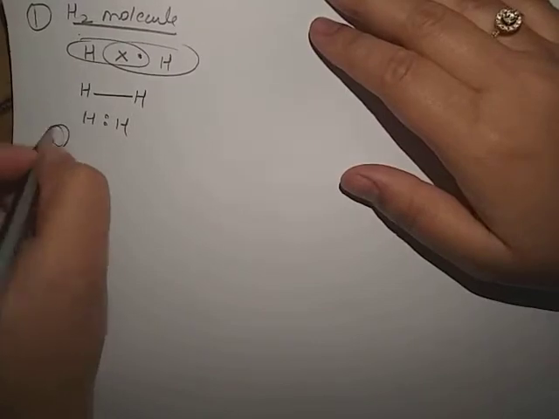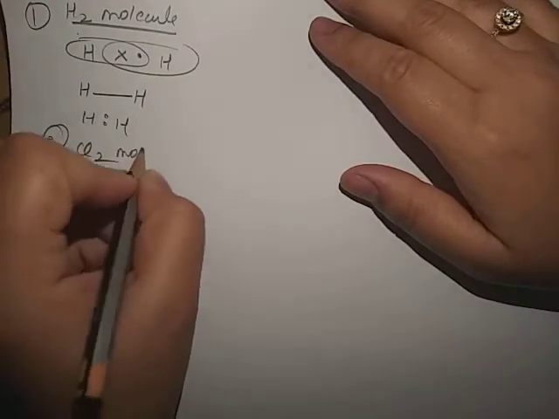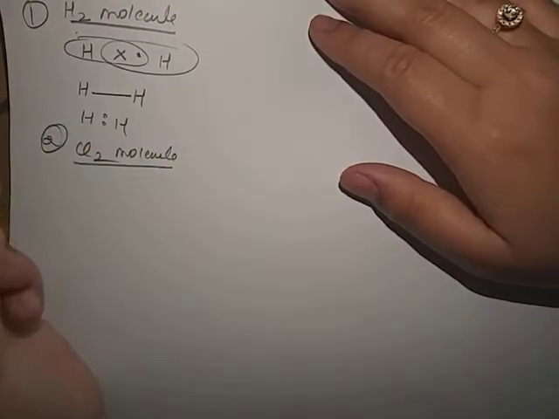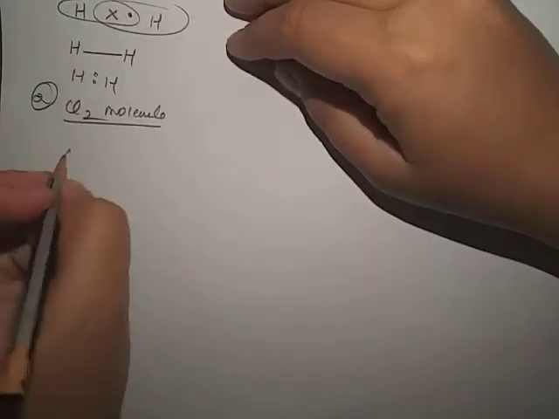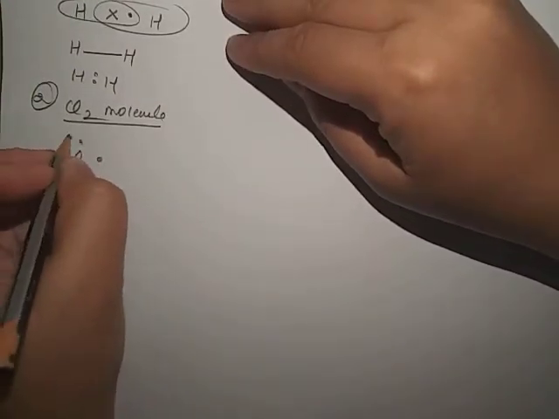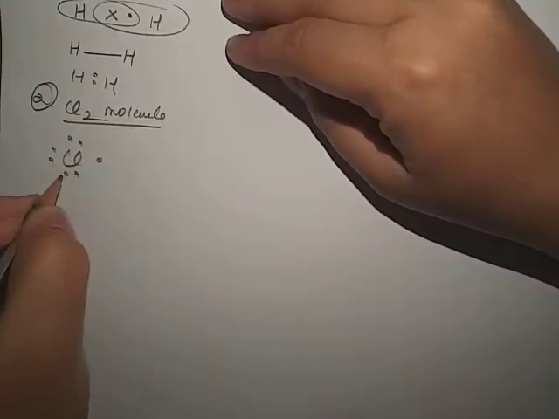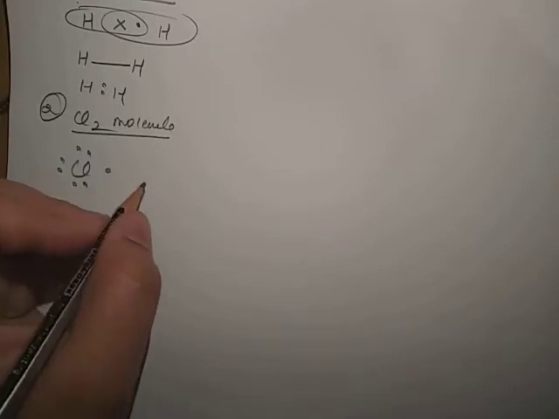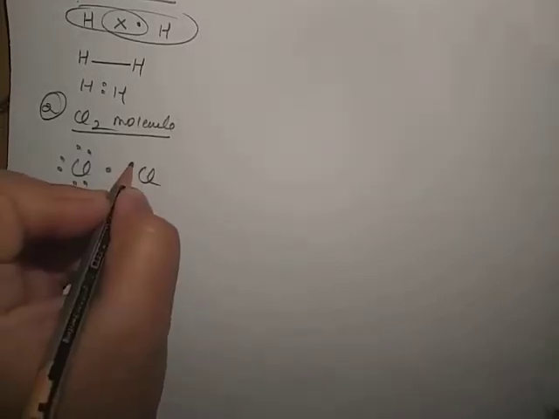Now second, the chlorine, Cl2 molecule. You see, chlorine has 1, 2, 3, 4, 5, 6, 7. So chlorine has 7 electrons in its valence shell. It just needs 1 electron to fulfill its octet.